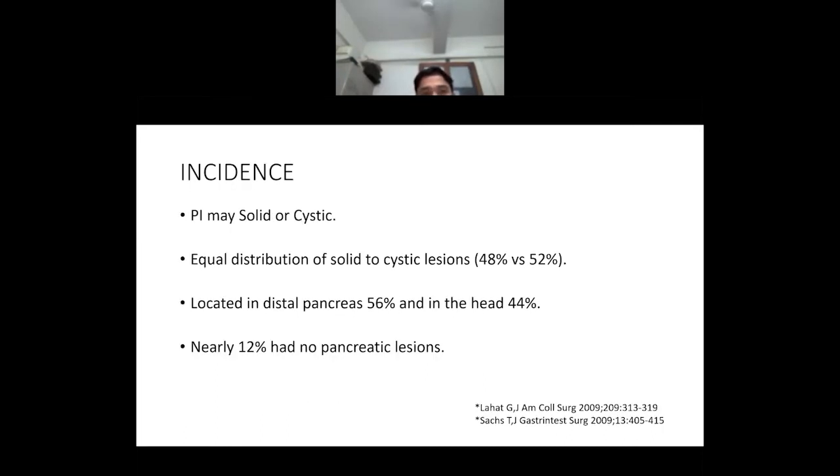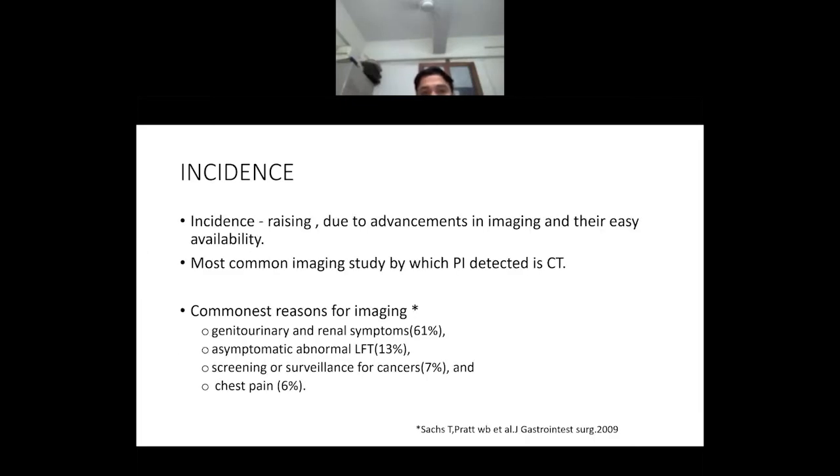Coming to incidence, pancreatic incidentalomas may be solid or cystic, and roughly they are equally distributed. That is, solid lesions are around 48% and cystic lesions are around 52%. They are located most commonly in the distal pancreas, about 56%, and in the head of the pancreas in 48% of cases, and nearly 12% of the patients had no pancreatic lesions. The incidence is rising due to advancements in imaging and their easy availability.